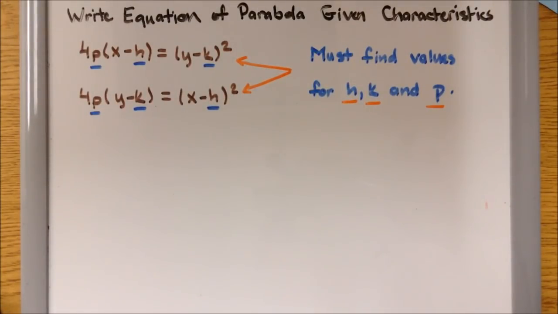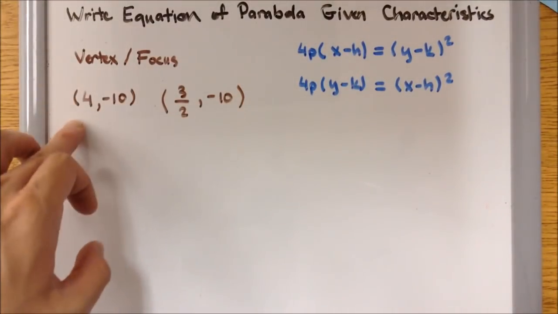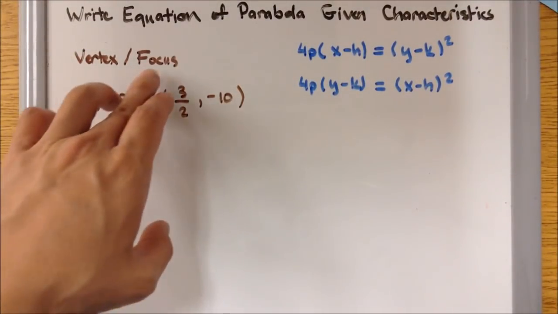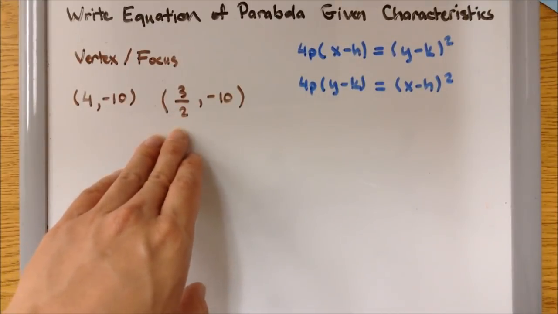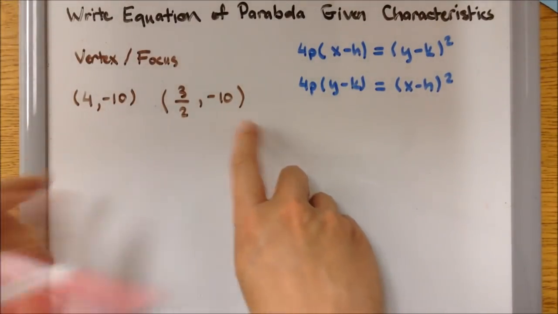In example 1, for this particular section, we are given a vertex, which is (4, -10), and the focus, which is (3/2, -10). So right off the bat, what I notice is that these two have the same y-value.